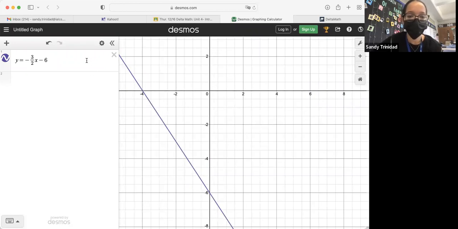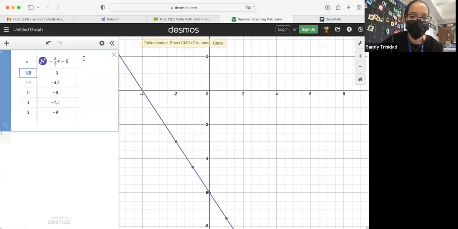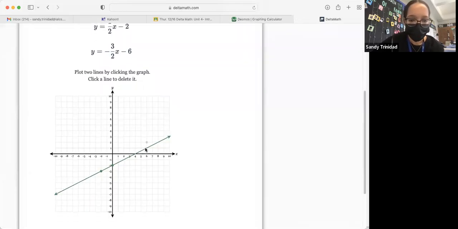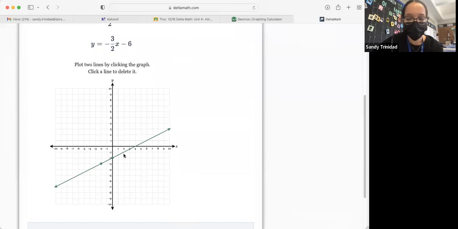And now I need 2 points for this line. So instead of guessing which points I should use, I'm going to go to the wheel over here and look at the table. So I'm going to pick the point 0, -6. I don't want to pick points that I used on the other line because otherwise it'll erase this line that you have here.